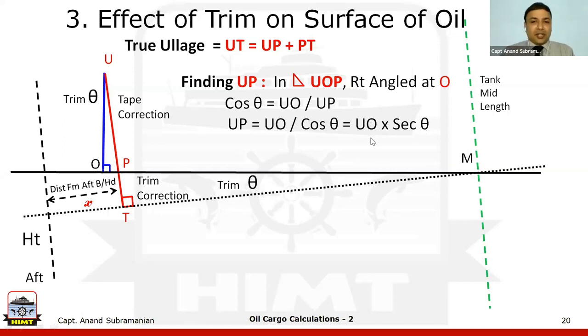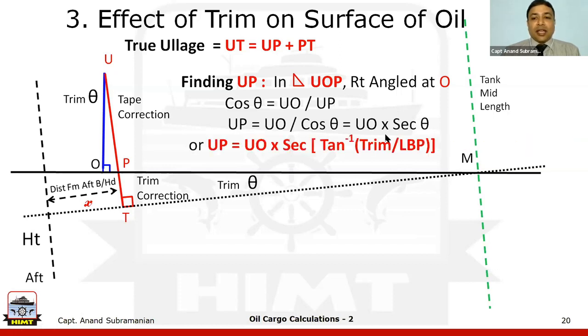Simple calculations. Let's not get into the complexities of trigonometry and all. It's a very straightforward trigonometrical derivation. And as we already derived the value for theta, what is theta? In the previous slide, theta is tan inverse of trim by LBP. So wherever theta comes in, we can safely transpose it as tan inverse of trim by LBP. Clear? By doing this, we get the value for UP. But that's only half the battle won. We still have to find out what is PT.